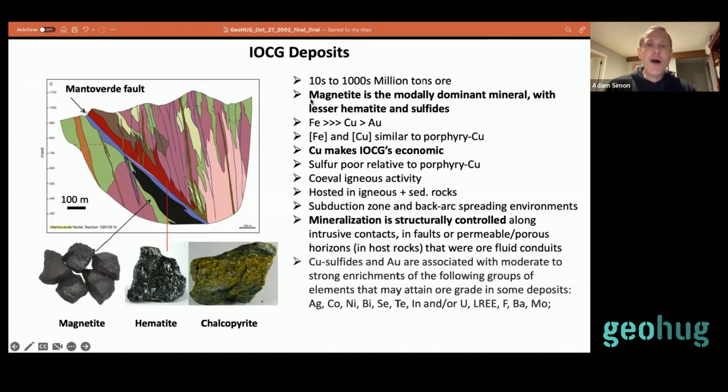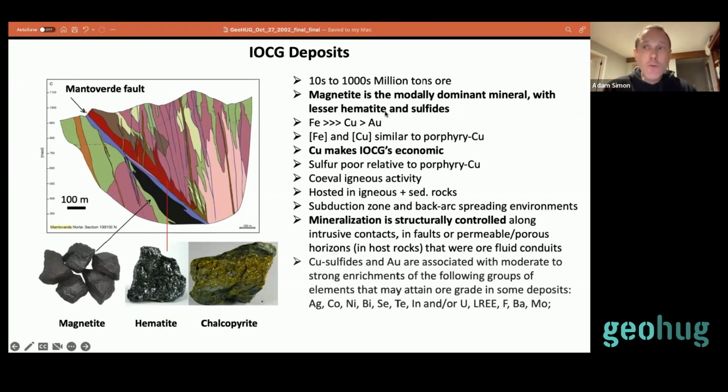Now, IOCG deposits are also tens to thousands of millions of tons of ore. Magnetite is still the modally dominant mineral, but they're economic because of the copper that they contain, and the copper grades and tonnages of IOCG systems are essentially identical to the grades and tonnages of copper in porphyry deposits. What is notably different about IOCG systems and porphyry systems is that IOCG systems do not contain stockwork quartz veining, and IOCG systems are sulfur poor by several orders of magnitude relative to porphyry copper deposits.